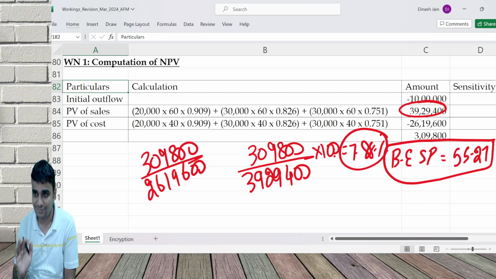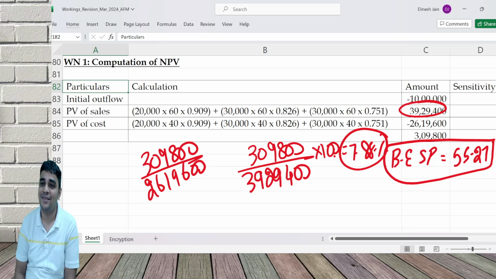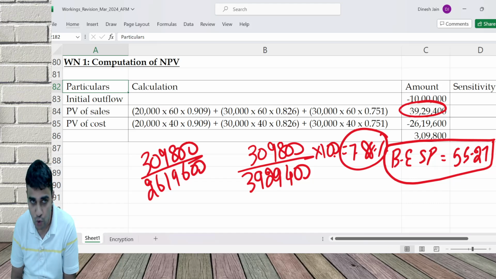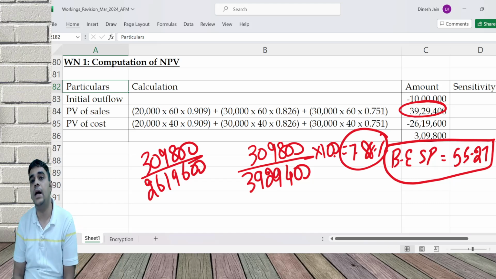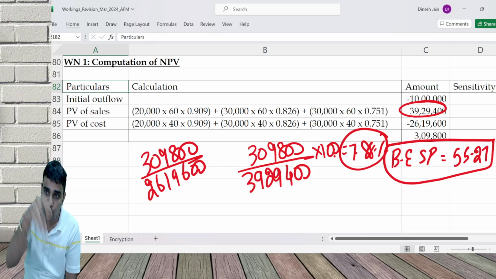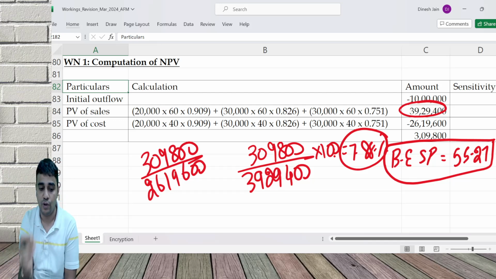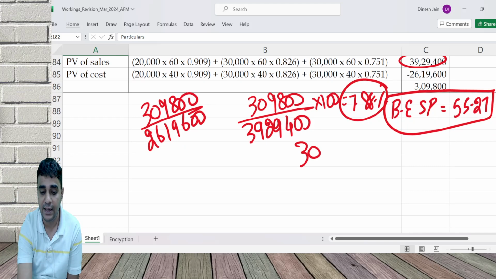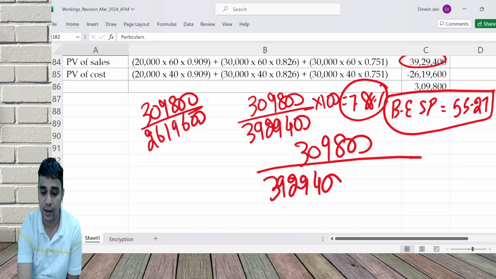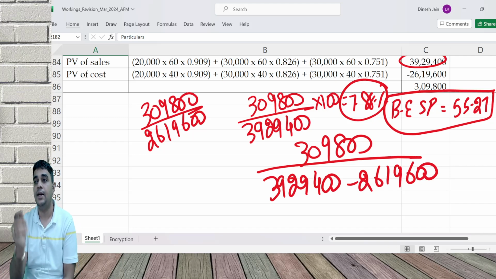What's the third factor? Sales value. If sales value goes down, along with that unit cost will also go down. Value is basically units. If volume is going down, cost will also go down. So the base is 309,800 divided by 39,29,400 minus 26,19,600. The denominator is a combination of both.